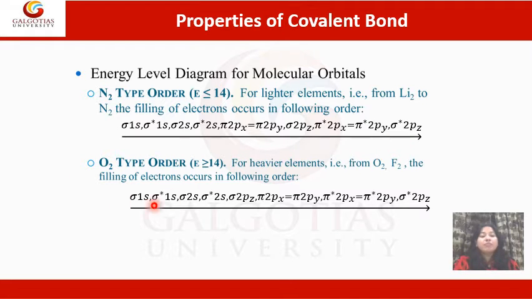The second type is the oxygen type order, for heavier elements, that is from oxygen and fluorine. The filling of the electrons occurs in the following order: sigma 1s, sigma star 1s, sigma 2s, sigma star 2s, sigma 2pz, pi 2px equals pi 2py, pi star 2px equals pi star 2py, and sigma star 2pz.